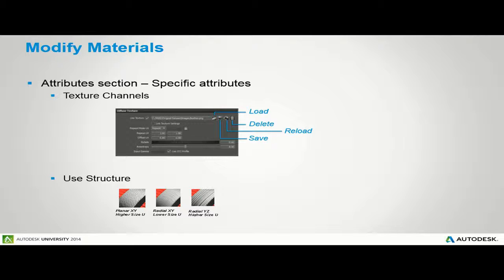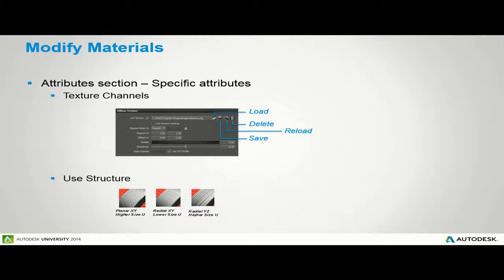So for example, you want the car seats to be plaid, to be leather. You can apply the texture here as a bitmap, a JPEG, PNG. You can load it, you can delete it, you can reload, you can save, and then you can modify different settings there. So this is for the texture channel.